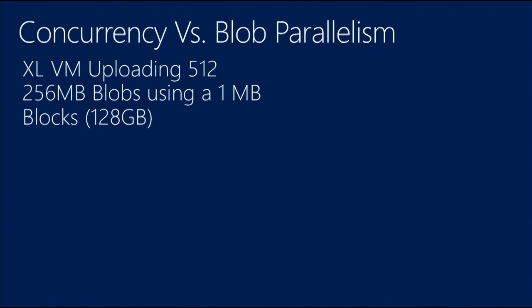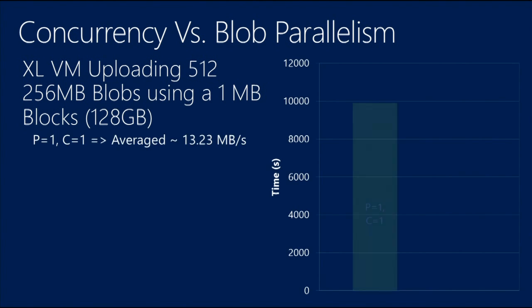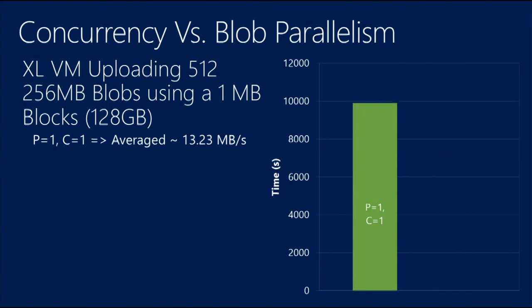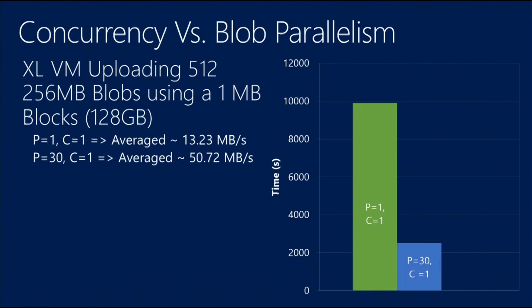All right, so my test setup is an XLVM. I'm uploading 512 256 megabyte blobs. They're using a 1 megabyte block. This is approximately 128 gigabytes. All right, so just as a benchmark, just doing a single operation, you can see this whole scenario took approximately 10,000 seconds. I averaged 13.23 megabytes per second.